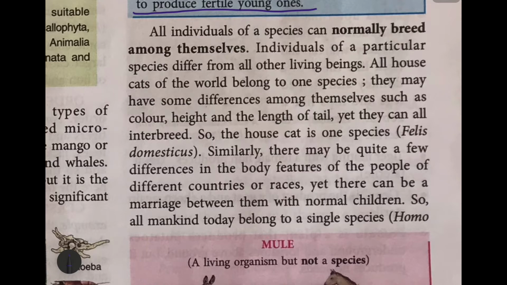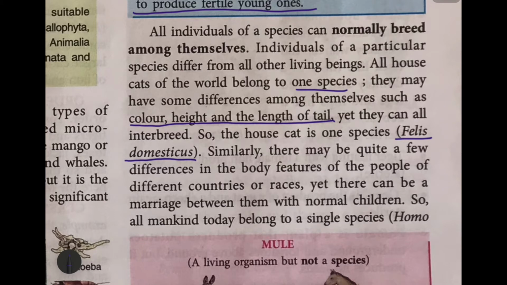All house cats of the world belong to one species, that is cats that you keep at home. They may have some difference amongst themselves, like the color, the height, the length of the tail, but they can all interbreed. Okay, they can all produce kittens amongst themselves. So the house cat is one species which is known as Felis domesticus. So when you write in your copies, you will write Felis with a capital letter and domesticus with a small letter, and you will underline it with your pen. There is no need for you to use a ruler and a pencil. You'll underline it with the pen that you are writing to show that this is a scientific name.